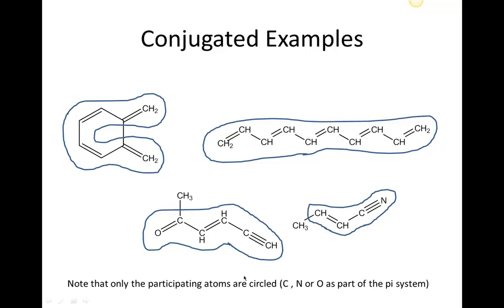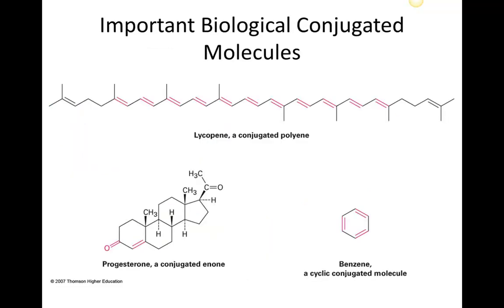As I mentioned, I've included in this circle, or the blob, only atoms that are participating in the conjugated system. We're not worrying about hydrogens. There are a lot of biological molecules that are conjugated. Some significant ones are shown here. At the top is lycopene, which is the molecule that gives tomatoes the red color. So there's an extended conjugated system. I didn't draw the blob on this one, but you see all the pink ones? That's one long conjugated system.